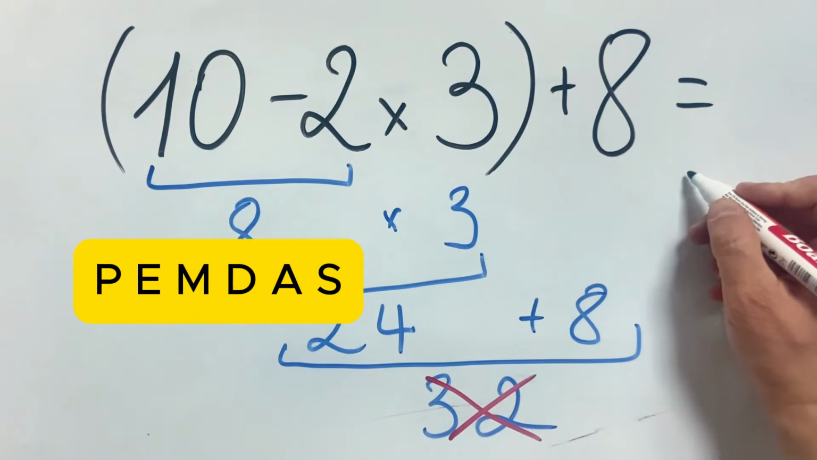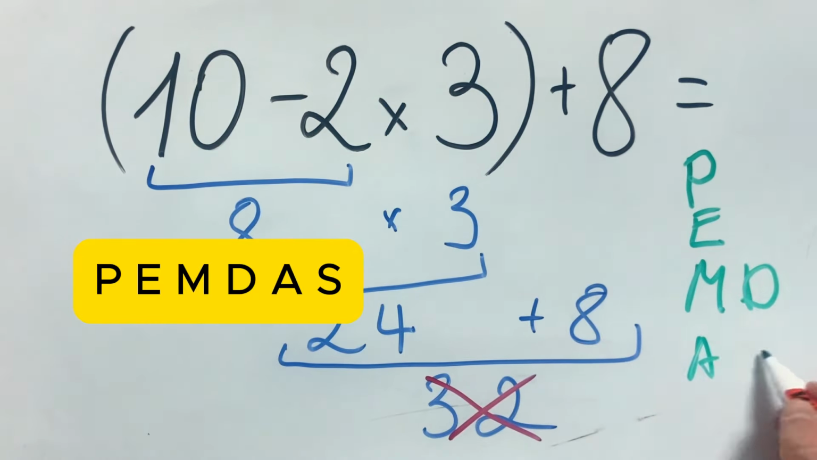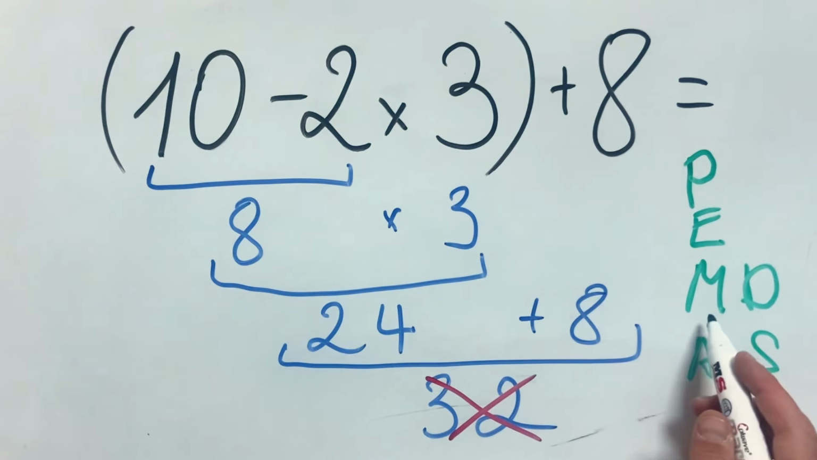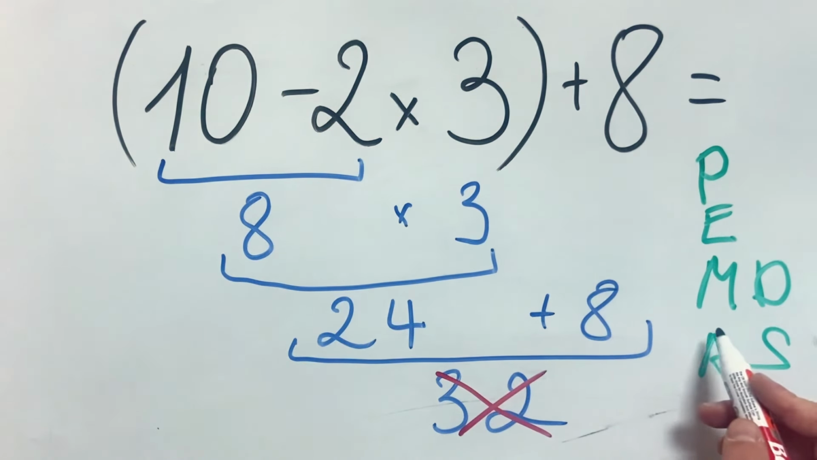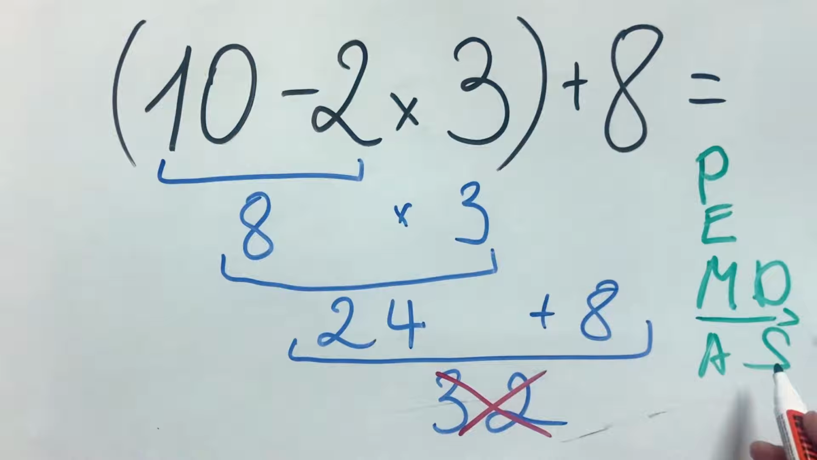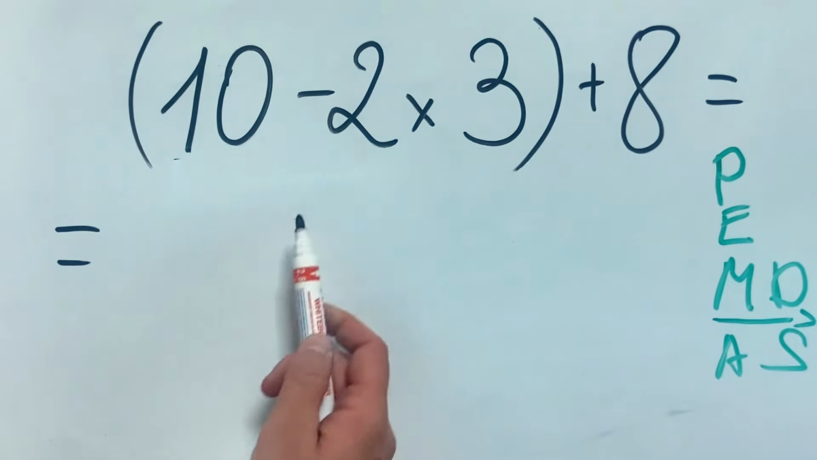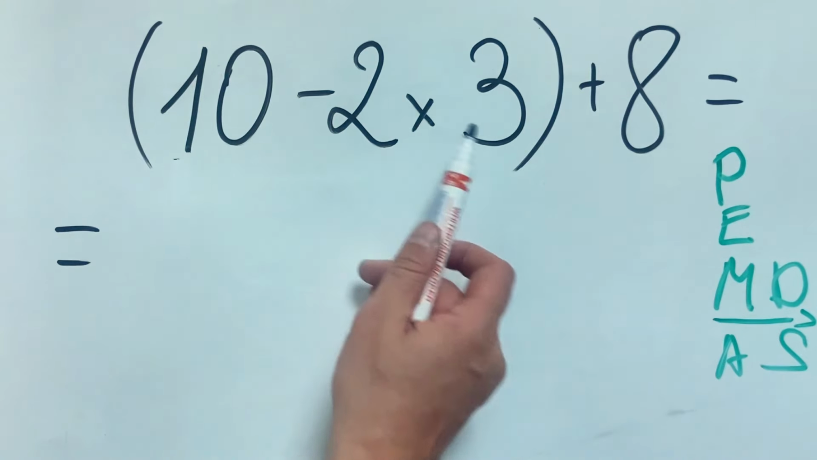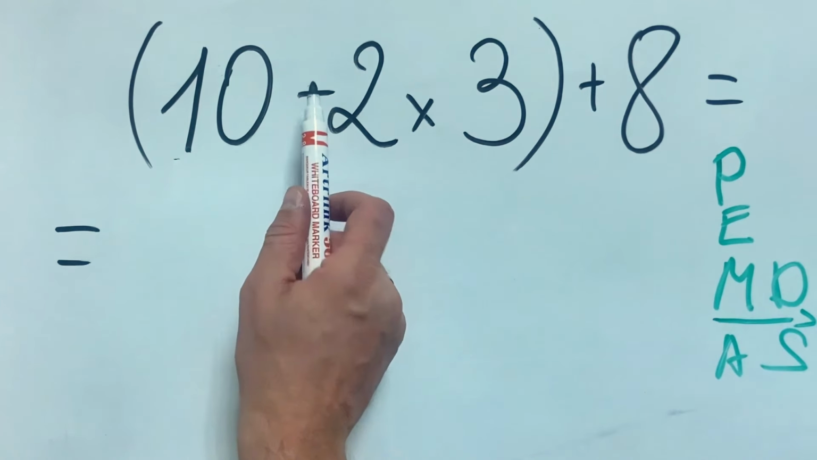According to the order of operations, which is PEMDAS, first we need to do what's inside the parentheses, then exponents, then we do multiplication and division, and it needs to be done from left to right, and the last is addition and subtraction. In our case, we need to do multiplication first and not the subtraction.